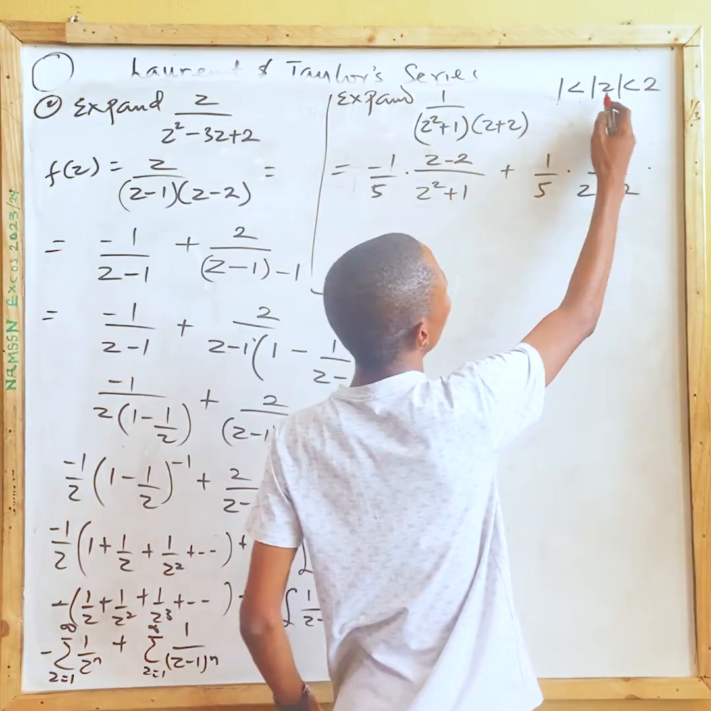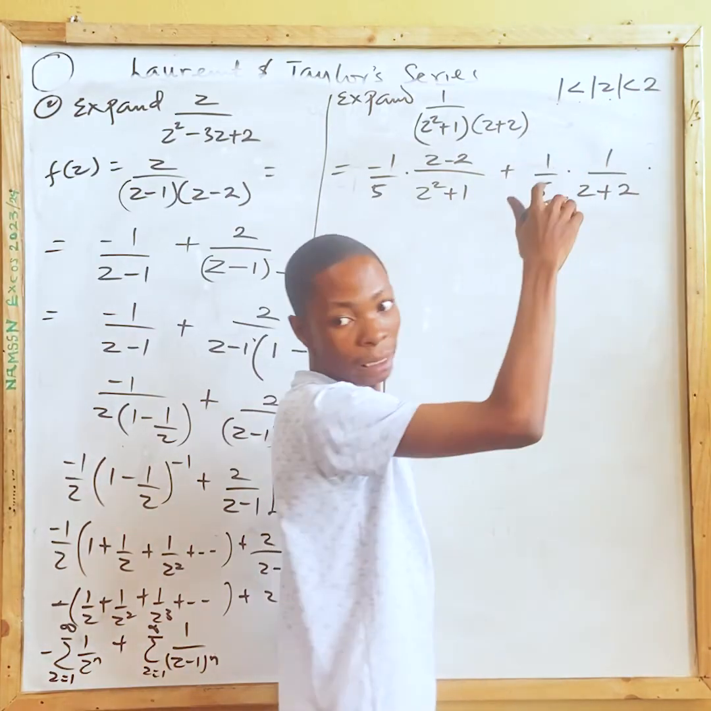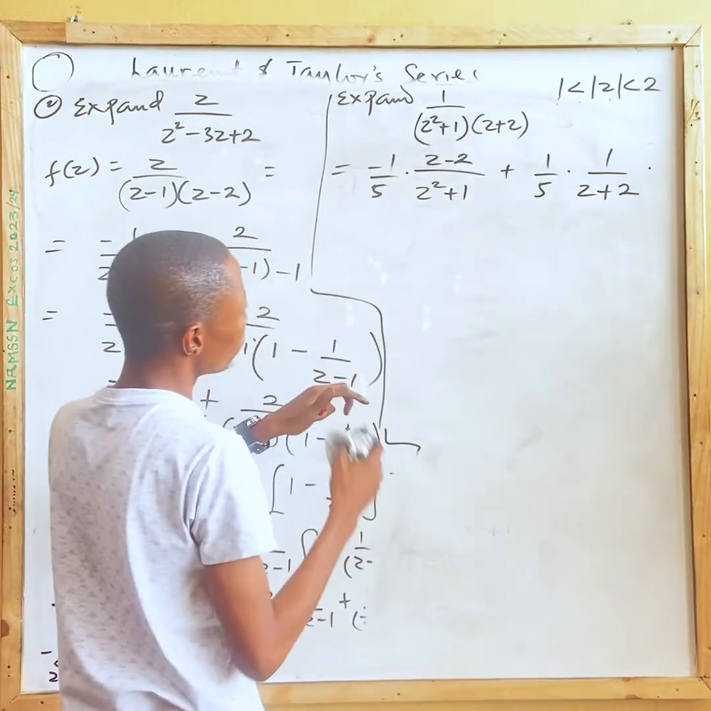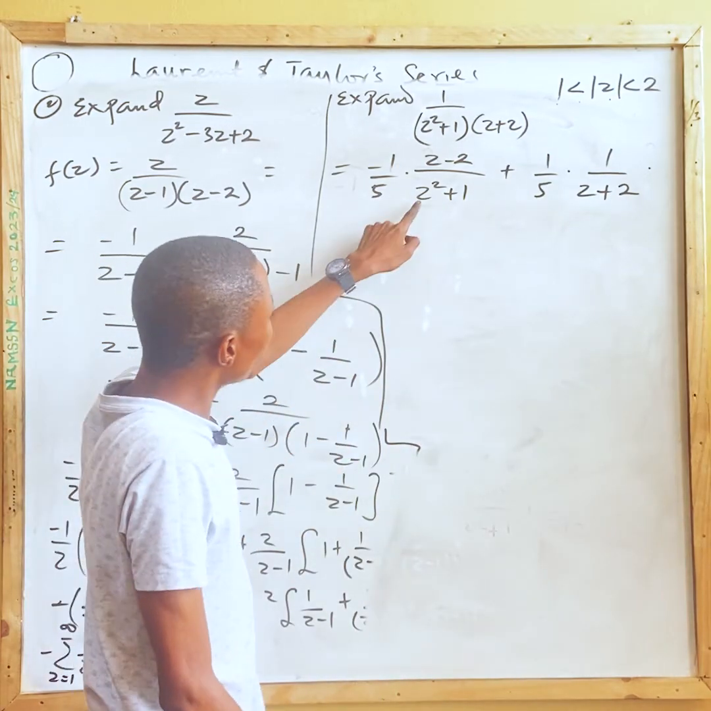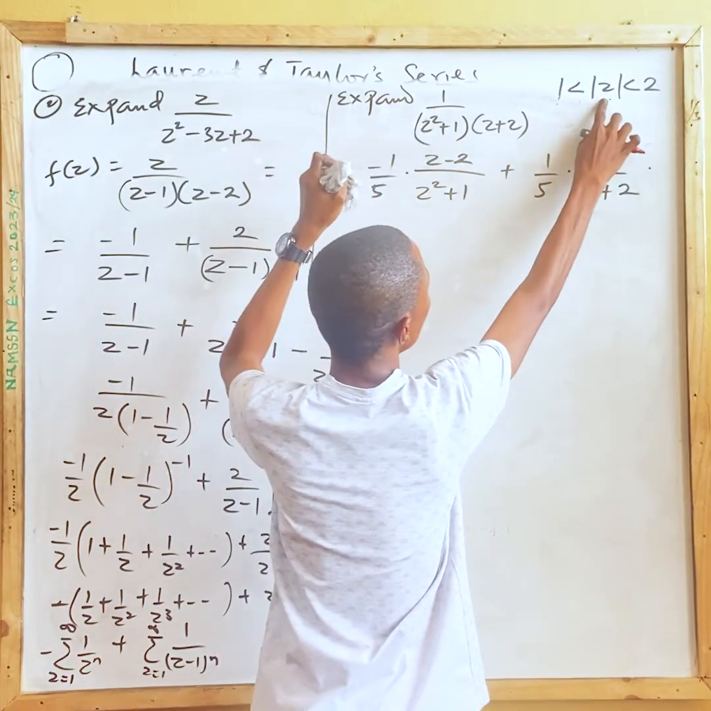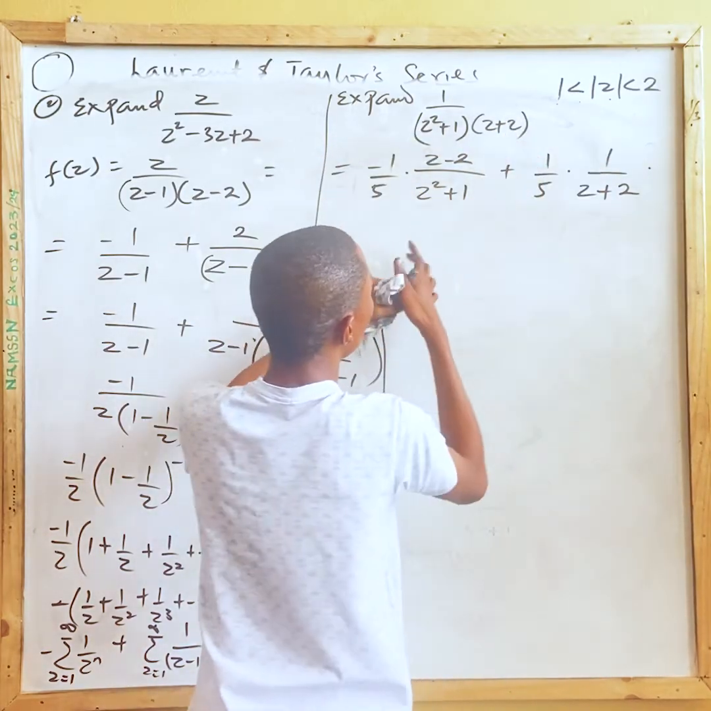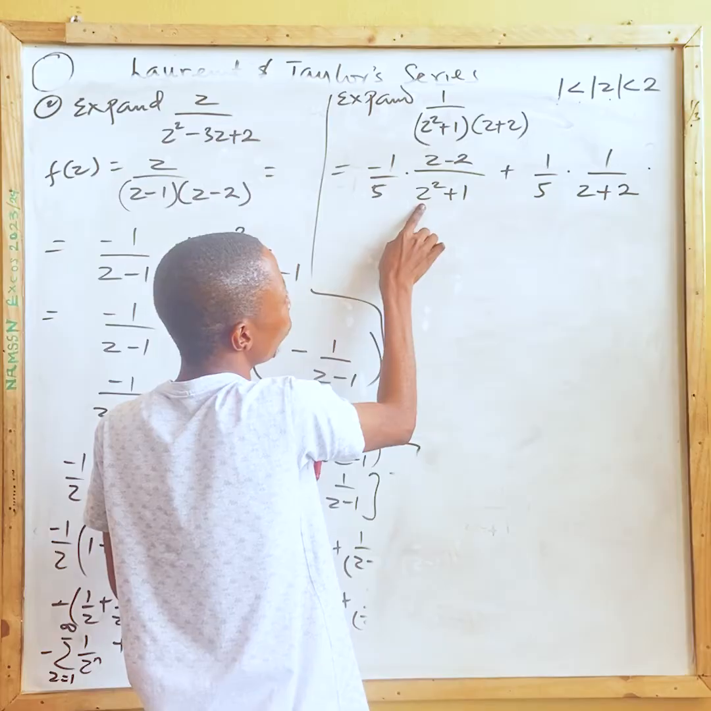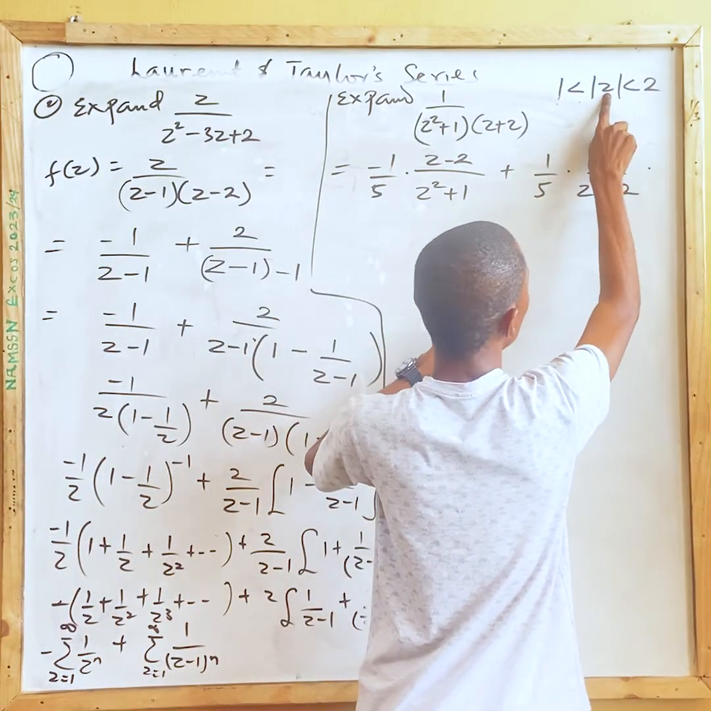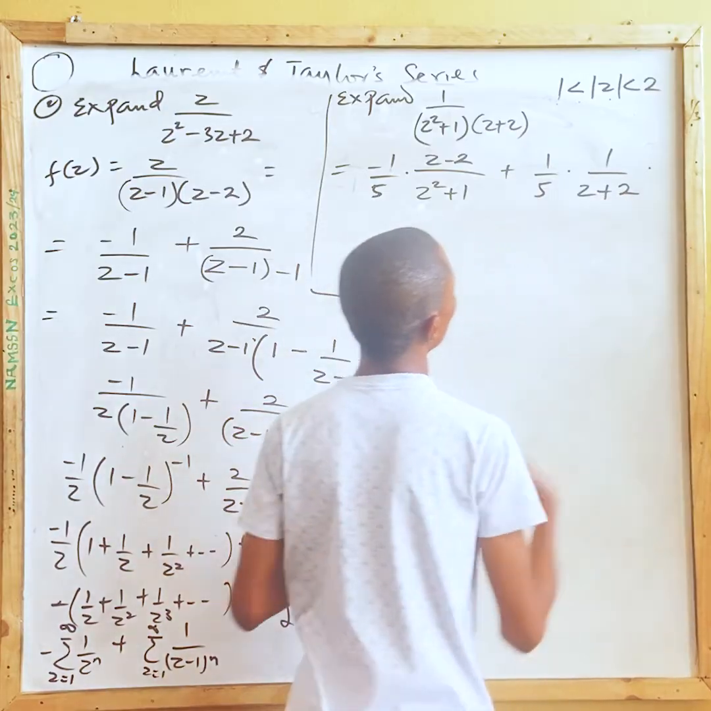This is 1 less than z. If 1 is less than z, it means z is what? z is bigger than 1. If I want to expand this side now, 1 is less than z, it means z is bigger than 1. This z that is bigger will be my common factor. In the other part, z is less than 2. It means that 2 is bigger than z. This 2 will be my common factor here.